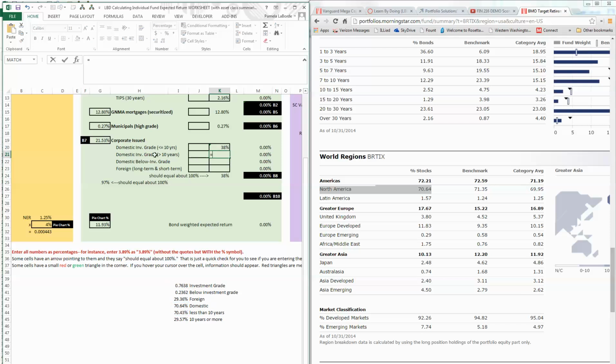Do the same for the next one. The domestic ones, that's the 70.64. Oh, I just hit the wrong thing. Started my equation again. The 70.64. The investment grade ones, that's the 76.38. And then multiply by the greater than 10 years, that's this 29.57. Do the same for this box. I need domestic below investment grade. So domestic is 70.64. Below investment grade is this 23.62.